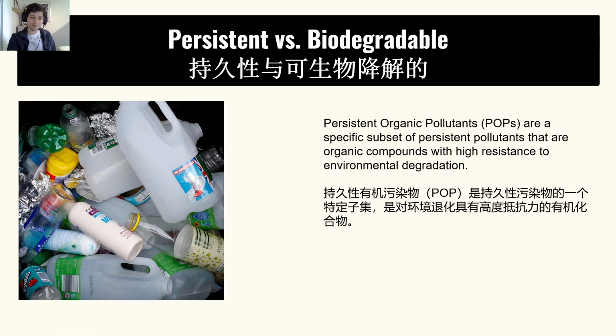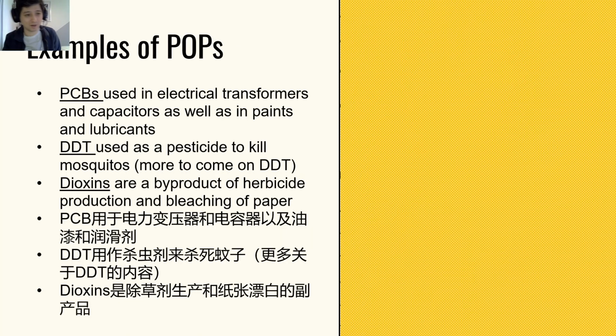We can also get more specific. So we have persistent organic pollutants. They are a specific subset of persistent pollutants that are organic compounds with high resistance to environmental degradation. So they're like a special type that are organic and have a high resistance. Some examples of this, we have PCBs. We could find these in electrical transformers and capacitors. It's hard to translate the idea of this into Chinese, but it's basically big electronic parts, as well as in paint and in lubricants. So they will persist in the environment for a long time.